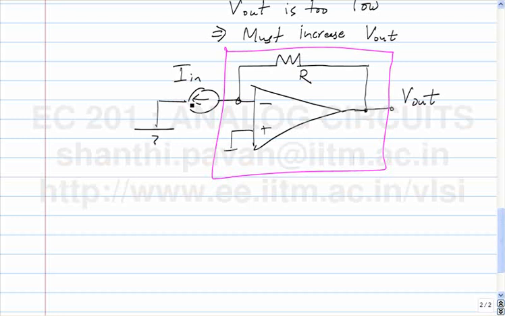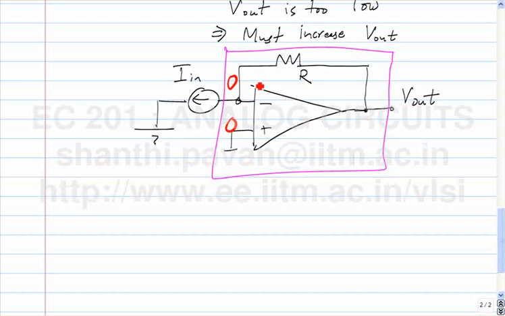See, for any value of In, this potential is 0. That's because this is real ground. The potential at this node, the inverting terminal of the op-amp, is also 0 for any value of In, because the op-amp is embedded in a negative feedback loop.